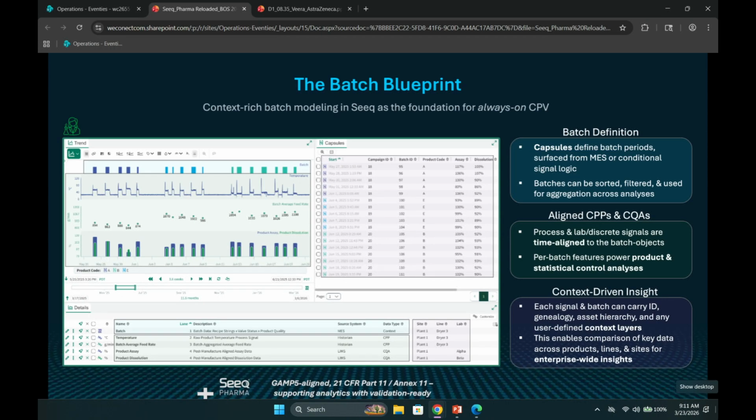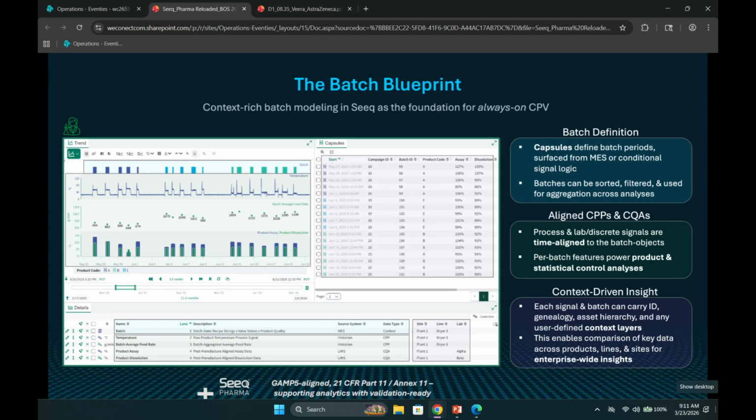Underneath these batch events, once we've identified them, you can trend a variety of different signals. Here we have a process signal, a continuous process signal. We have some aggregated average data over our batches that we performed in Seeq. And we also have lab data, discrete lab data that we've aligned. All of this data can be aligned either by time or by context. And once we have that data aligned, that's when we can really perform some key analytics.